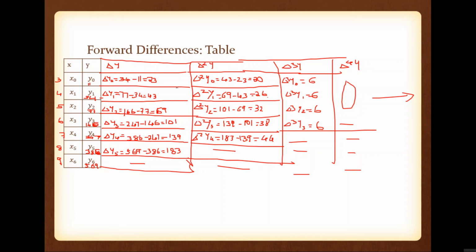So please note, the given data are 3, 11 to 9, 569. First, what we did, we labeled the first data as x0, y0. Even if it is starting from 3, first we have to label the first one as x0, y0, then x1, y1, and like that we have to proceed. So the starting number is not important. Always the starting number is x0.